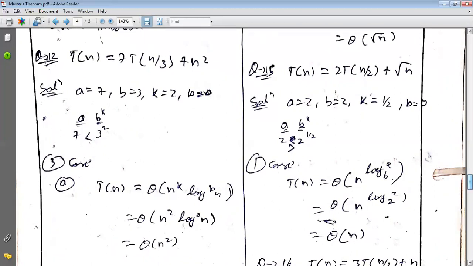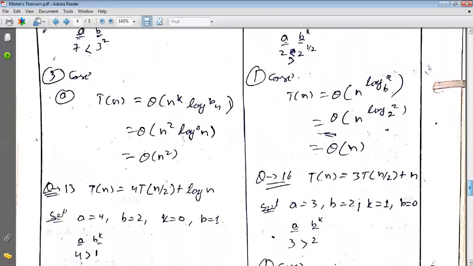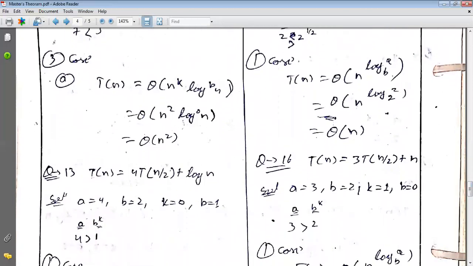Now we come to the next question. What is the next question that we have? This is the next question: T(n) equals 4T(n/2) plus log n. First see whether it is in the given format or not: aT(n/2) plus n to the power something. Here we don't have the term of n. We just have log n. So here p equals 1, k equals 0, because we don't have the term of n. Clear? So a is 4, b is 2, k is 0.